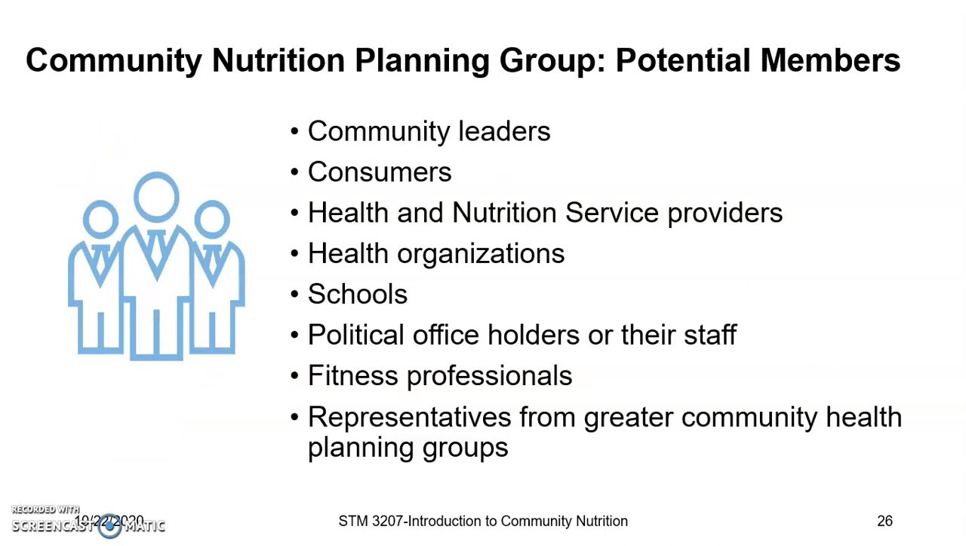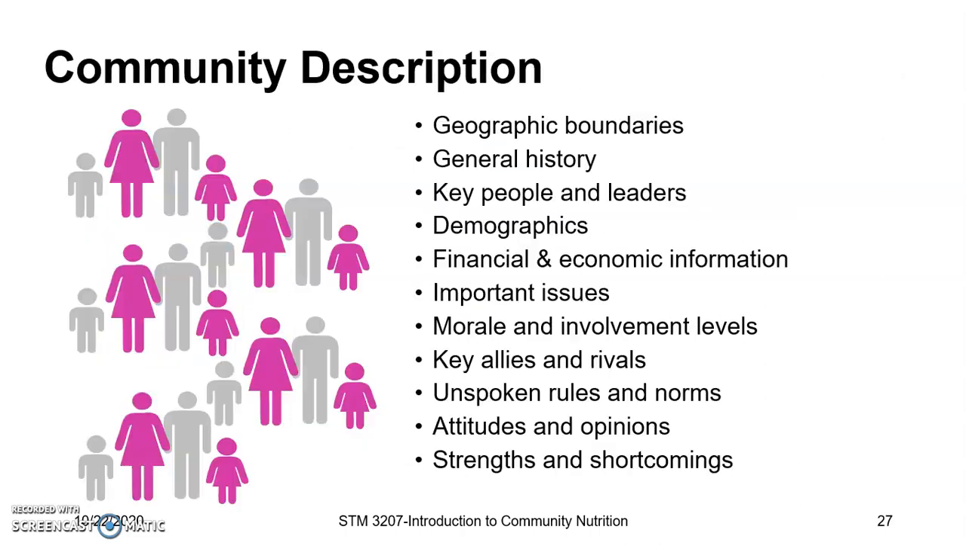Community nutrient planning group. So these are the potential members that you need to approach. Let's say if you are going to do a real community assessment, so these are the key person that you may approach to get the community easily involved with the program. So these are the community description. So you can read along. Some of the community you need to know the unspoken rules and norms, for example. Okay. General history, demographic, moral involvement levels.